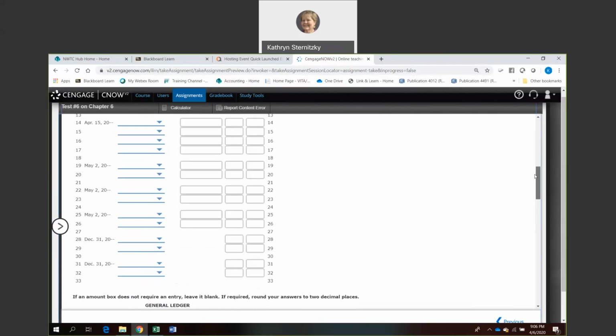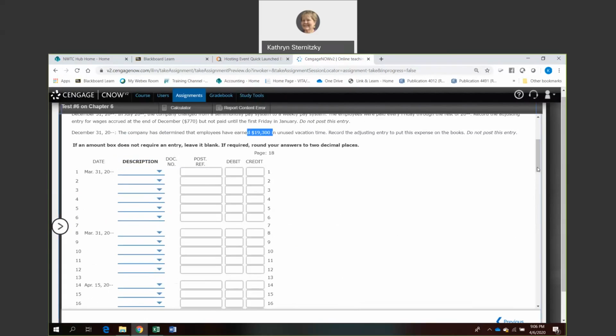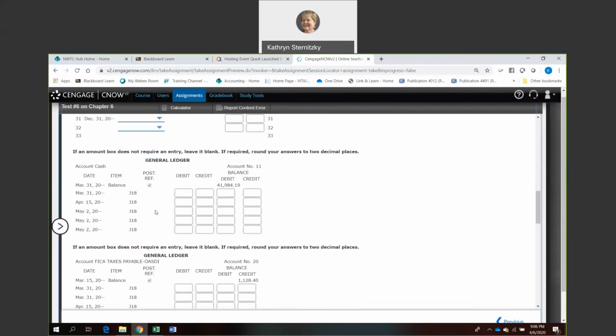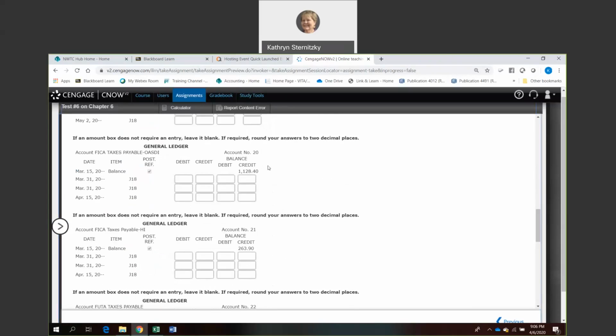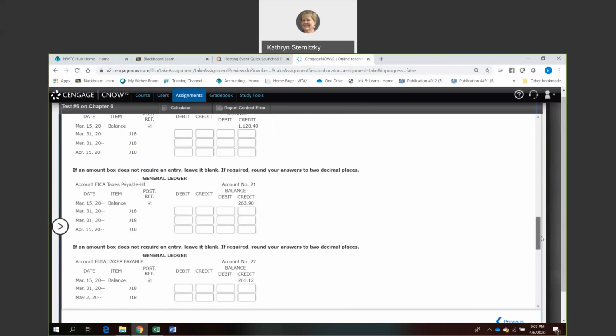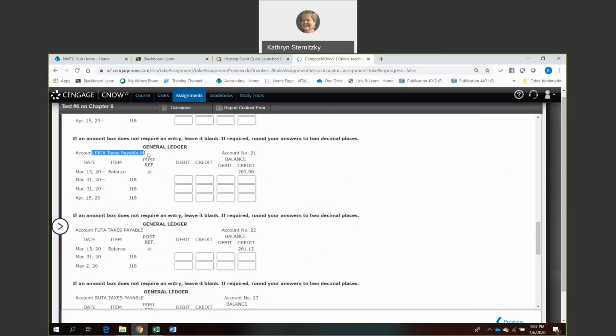All right. Now, you have to make your entries here. And right over here, you're going to have to post it to the general ledger. Okay. So for example, this is your cash account. So remember, you'll have to post payments as credits, and then you're going to have to calculate. You're going to have to post FICA taxes payable for OASDI, your debit, your credit, and your balance. You are going to have to post the FICA taxes payable HI and the FUTA taxes payable.